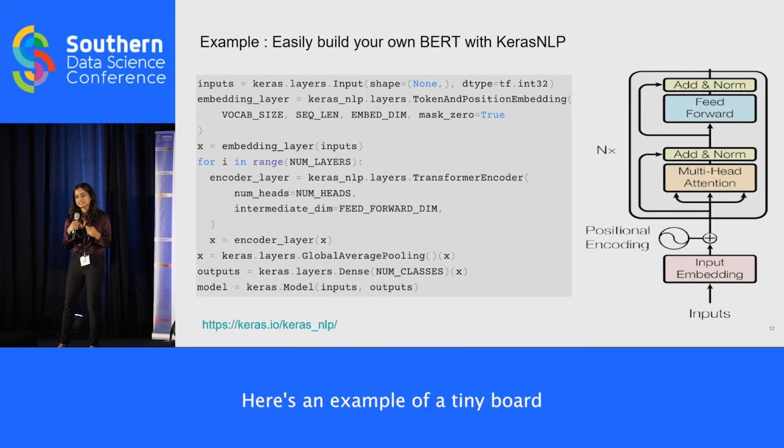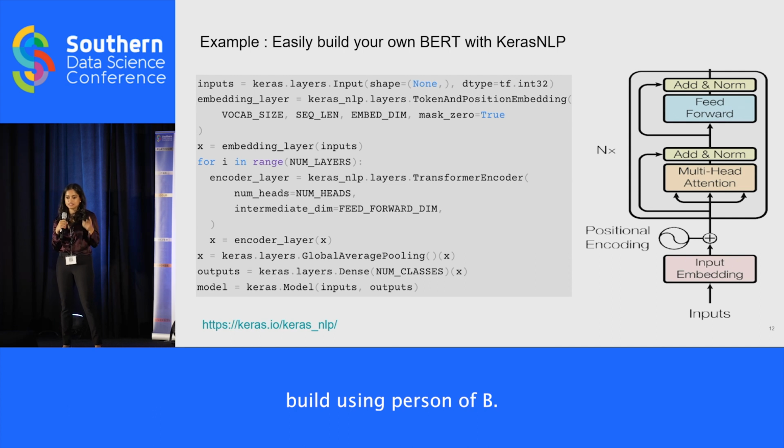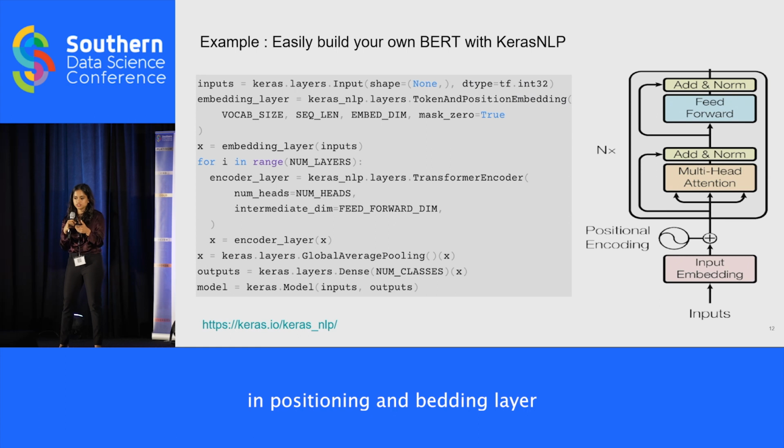Here's an example of a tiny BERT built using Keras NLP. The code that you see on the left is basically implementing the encoder block that you see on the right. So it's using the functional API, like I mentioned before, to build this model because it is a directed acyclic graph. You define your inputs and use Keras NLP's token and position embedding layer. Define the vocab size, maximum length of input sequence, embedding output dimension. If you want to mask specially padded input values equal to zero or not, set that in. And now you have your embedding layer.